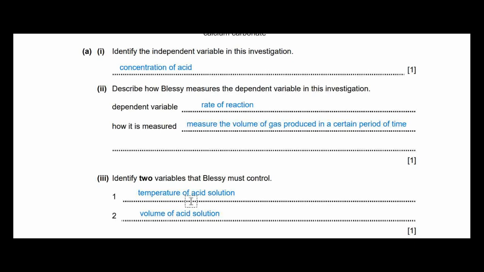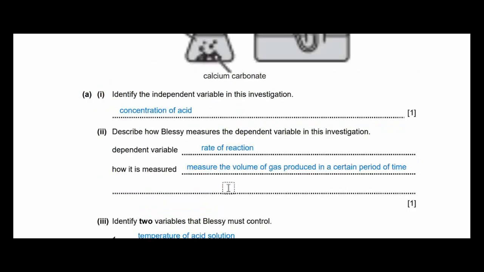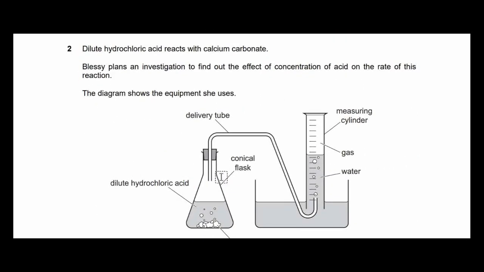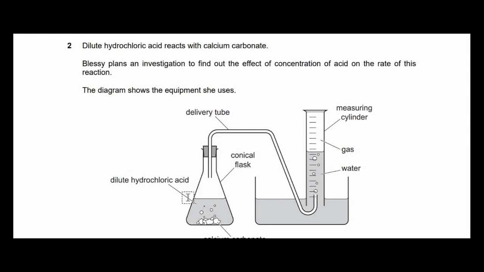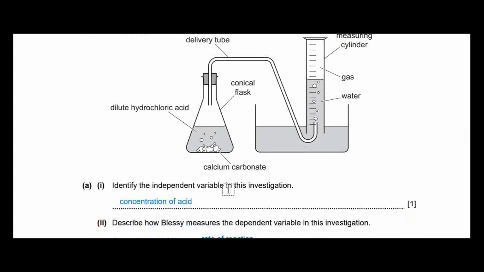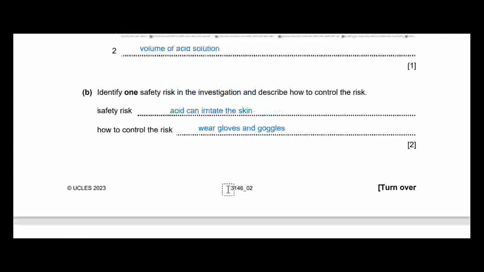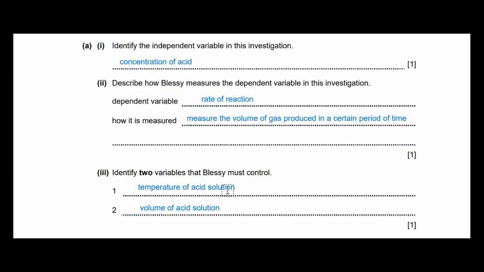So this is an example of a correct answer. Temperature of acid and volume of acid solution. That has to be kept the same, so we can compare only the effect of the concentration of acid on the rate of reaction. Next number. Alright, this is the answer for 2A part 3. Now we move on to the next question.